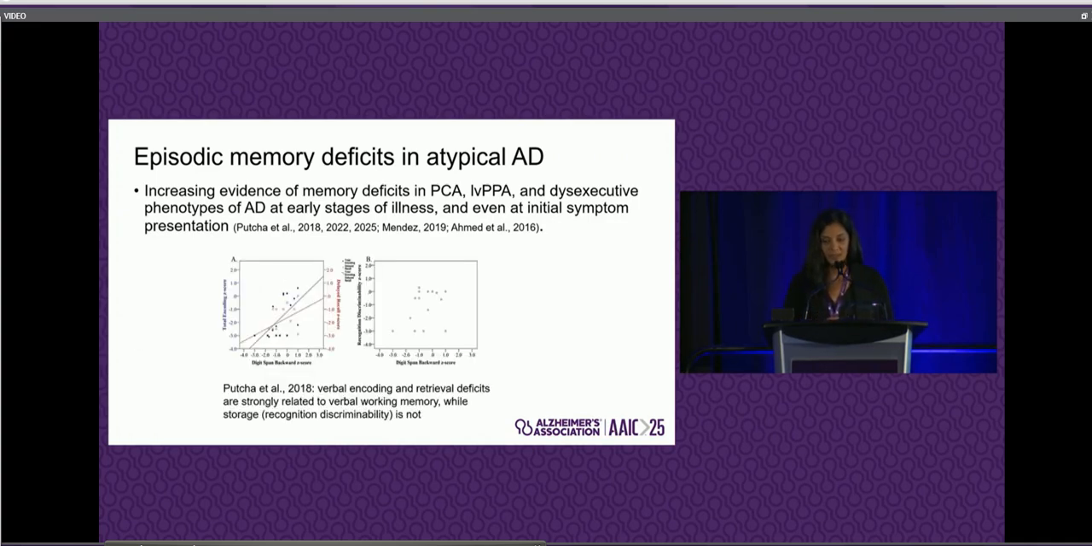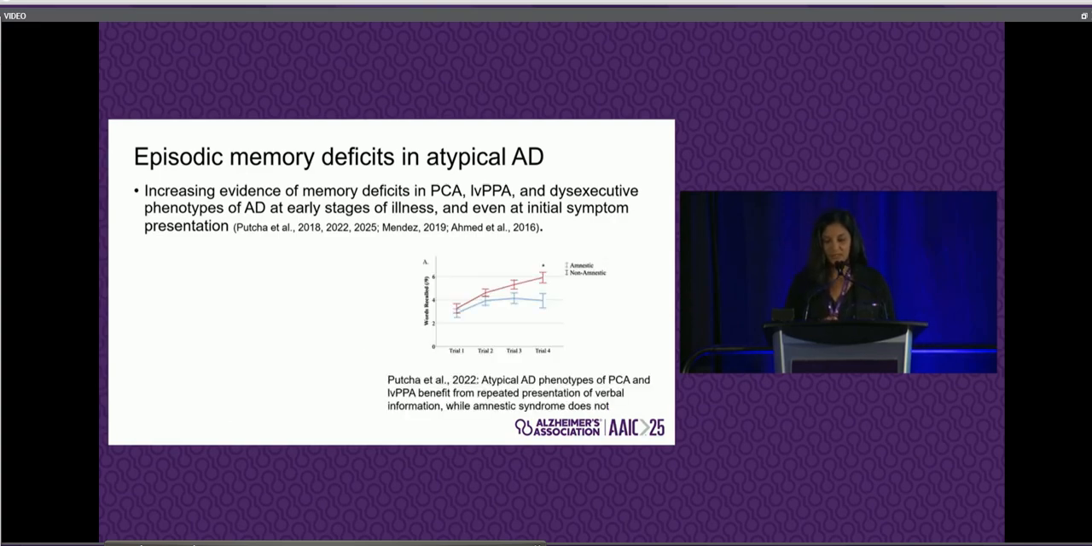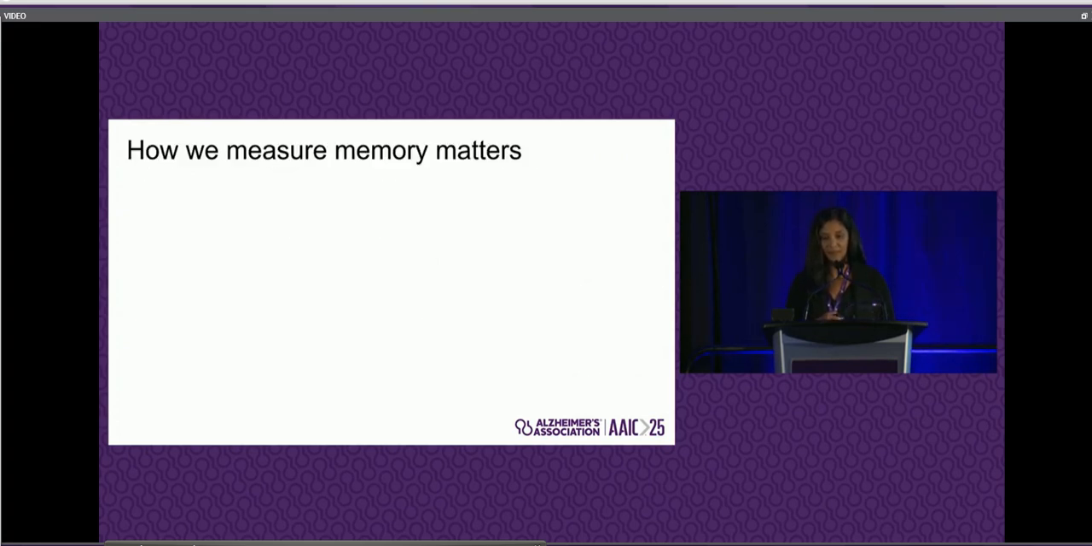We've also shown verbal encoding and retrieval deficits that were strongly related to verbal working memory deficits, while storage or recognition discriminability was not. And then we built on this to show that PCA and LVPPA, shown together in the red line here, benefit from repeated presentation of verbal information, while the amnestic syndrome, shown in blue, showed a flat learning curve, so they did not benefit.